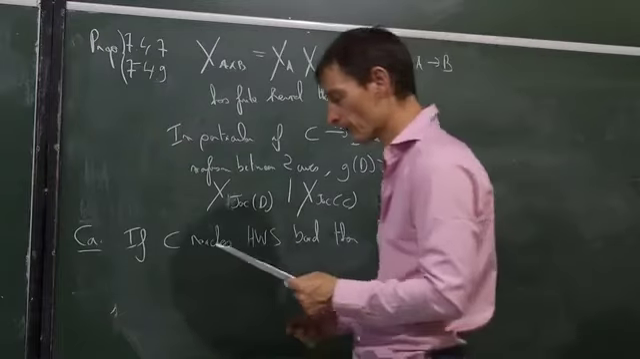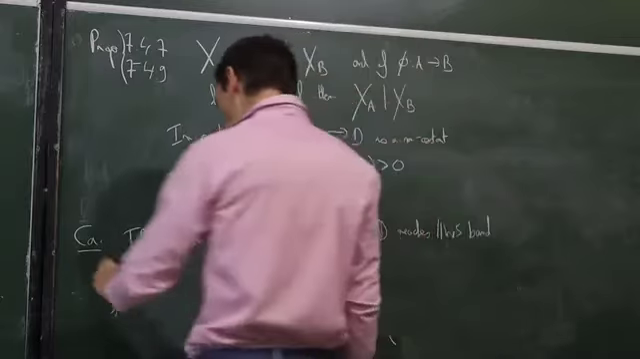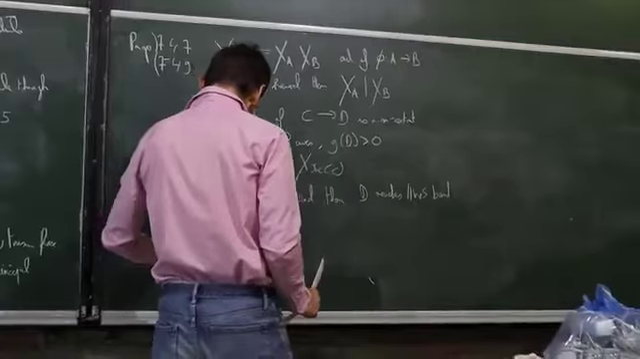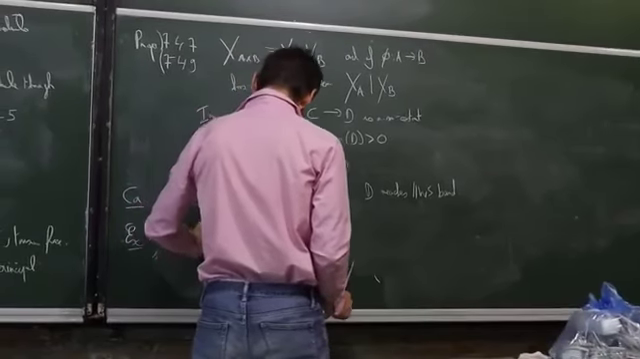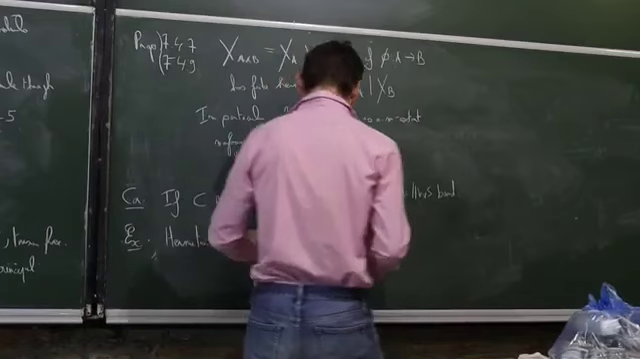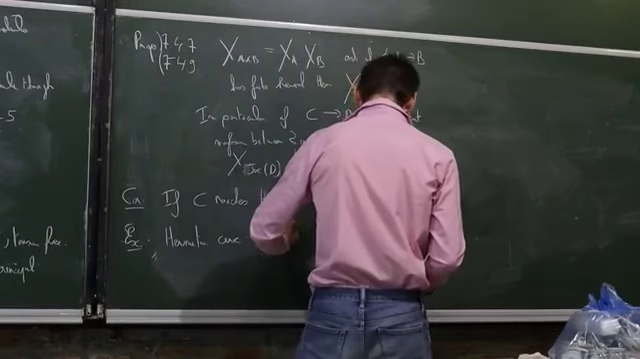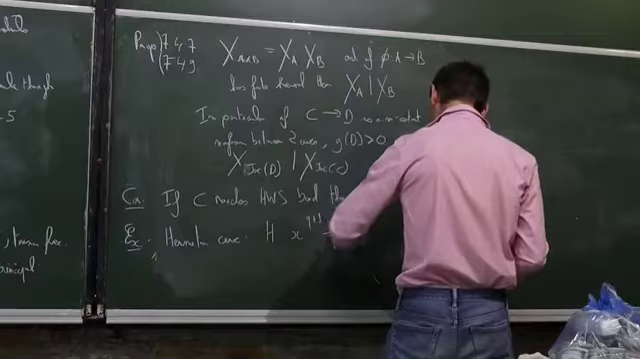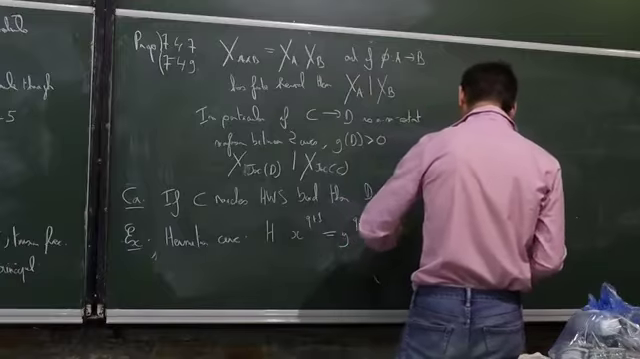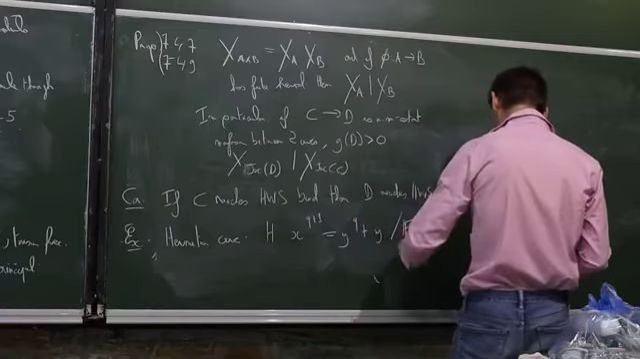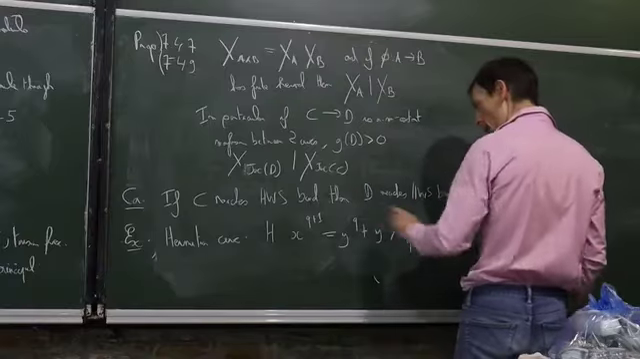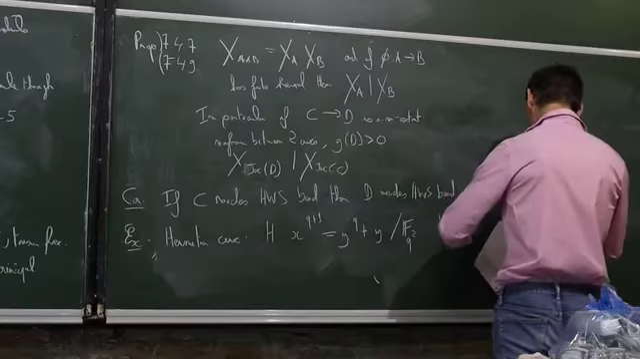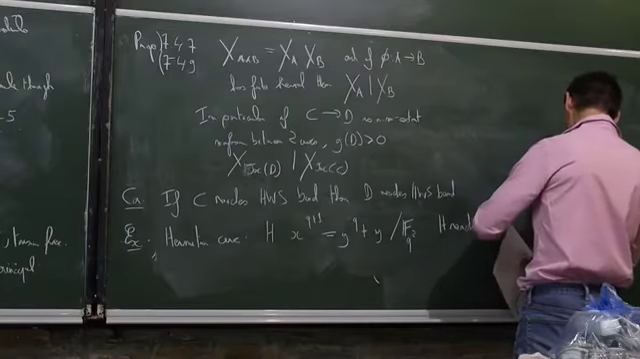and then it must reach exactly the Hasse-Weil-Serre bound for the same reason. As an example, remember that we introduced last time the Hermitian curve in an exercise. So H, that was x^(q+1) equals y^q plus y, at least the affine equation, over F_{q^2}. And we proved that H reaches the Hasse-Weil-Serre bound.